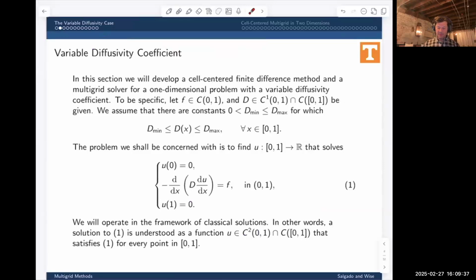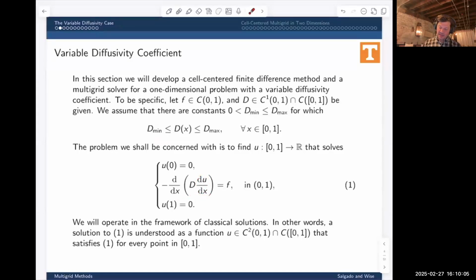So let's talk about the one-dimensional problem where we have variable diffusivity. This is the problem that we're going to study in this section. The boundary conditions are the same, homogeneous Dirichlet, and then minus the first derivative of D, our diffusion constant or diffusivity, which has to satisfy some sort of condition like this, times the first derivative of U. So we're taking the derivative of this product.